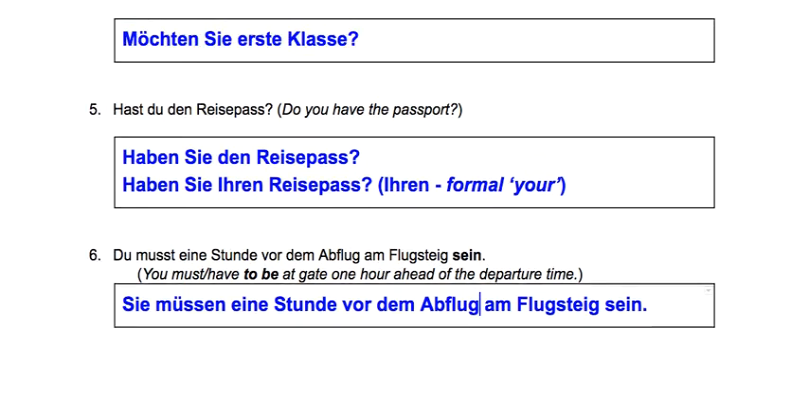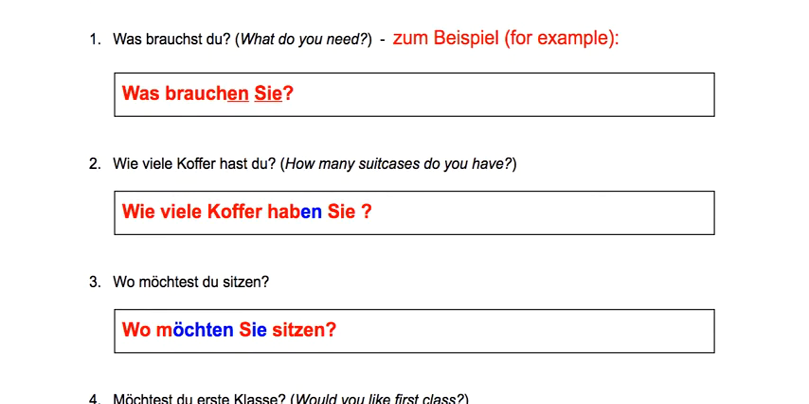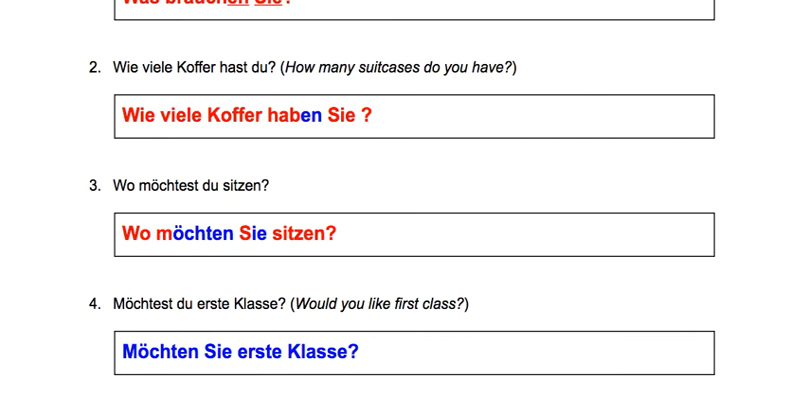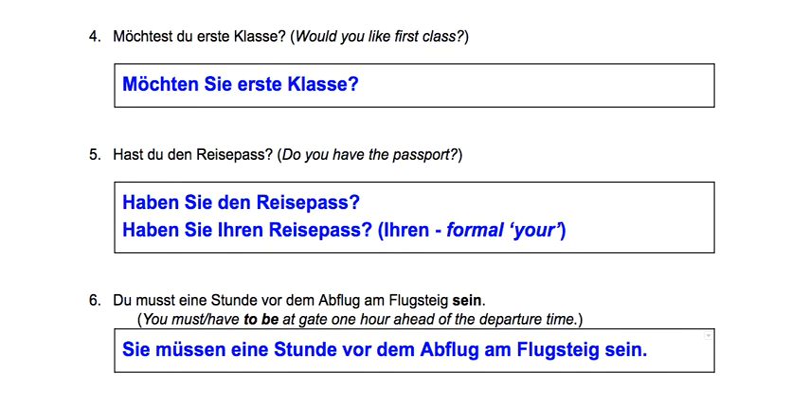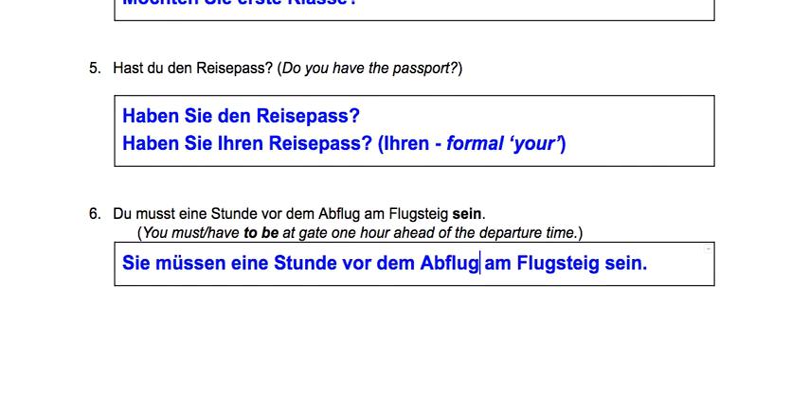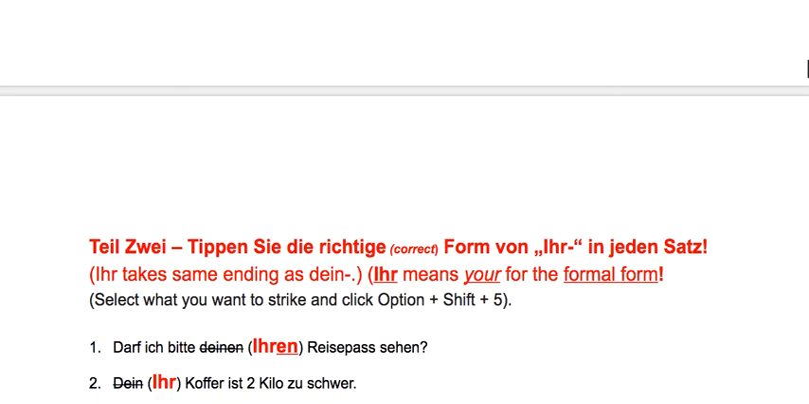Now, we have completed section 1. Was brauchen Sie? Wie viele Koffer haben Sie? Wo möchten Sie sitzen? Möchten Sie erste Klasse? Haben Sie den Reisepass? Or, as we'll go in the next section too, haben Sie Ihren Reisepass? You could also ask, as Ihren would be the formal your. Number 6. Sie müssen eine Stunde vor dem Abflug am Flugsteig sein. Excellent. Now we are looking at section 2.